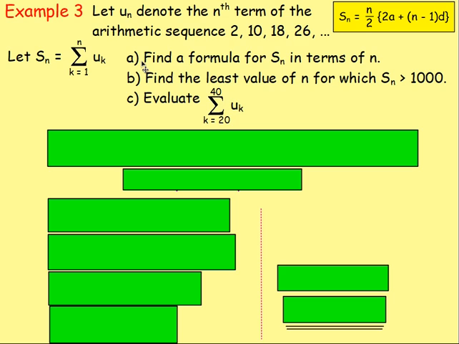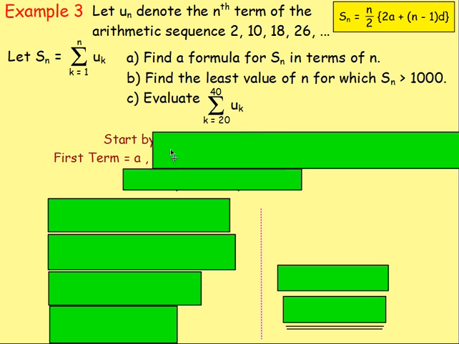So for part A, find the formula for Sn in terms of n. B, find the least value of n for which Sn is bigger than 1000. And C, evaluate the sum of uk going from k equals 20 all the way up to 40.